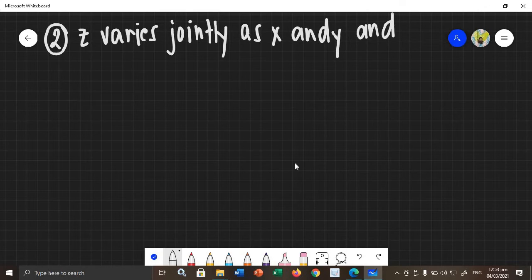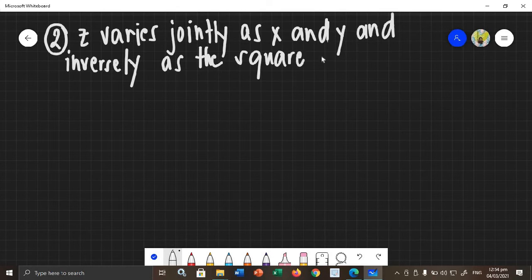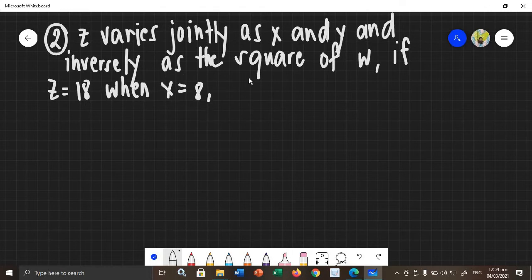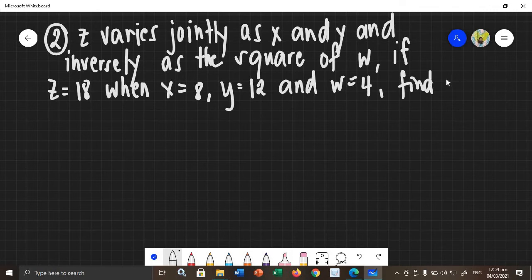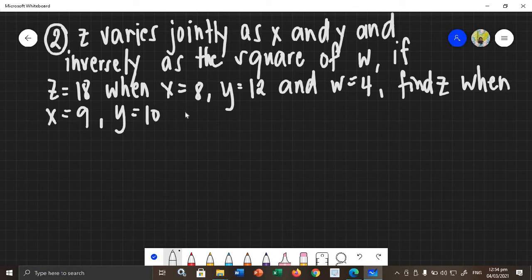And inversely as the square of w. So if z is equal to 18, when x is equal to 8, y is equal to 12, and w is equal to 4, find the value of z when x is equal to 9, y is equal to 10, and w is equal to 3.